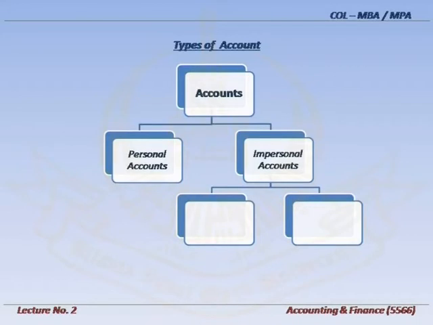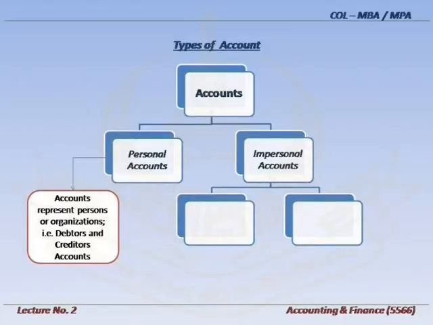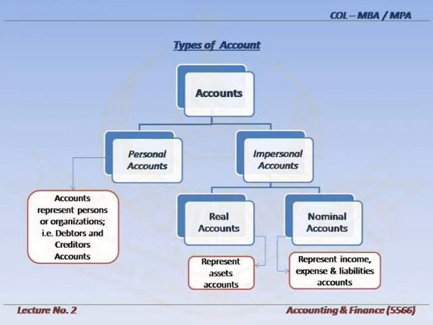Now comes the types of accounts. There are two types of accounts, personal accounts and impersonal accounts. The type of account can be identified by the title of an account. What do we mean by personal account? It is an account opened in the name of an individual or an organization. For example, customers and suppliers accounts. All other accounts which are not personal accounts are called impersonal accounts. Impersonal accounts can be further divided into two categories, real accounts and nominal accounts. All asset accounts are real accounts, while all accounts representing income, expenses, and liabilities are called nominal accounts.